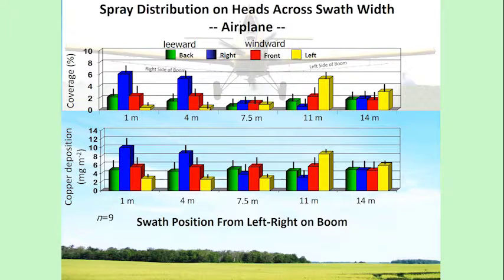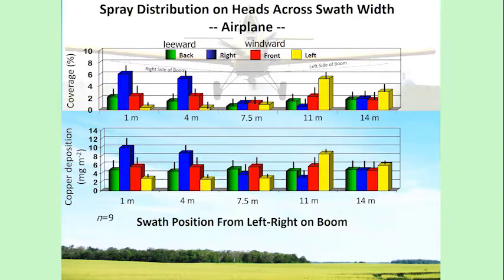So in this case, we looked at the amount of copper that was deposited on the back, right, front, and left of these papers to get an idea of the coverage. And the copper coverage right here matched with the coverage that the scanner saw on the water-sensitive papers as well. So that really generated interesting data. It was a unique data set that I don't know of anybody else that has repeated.